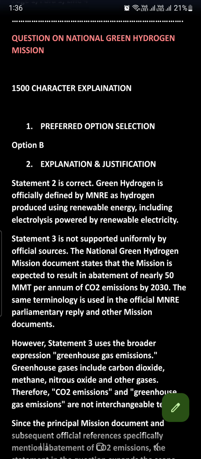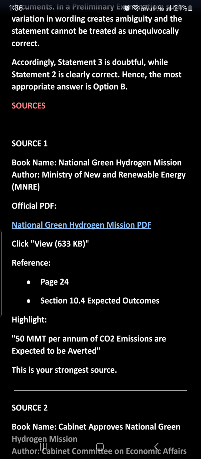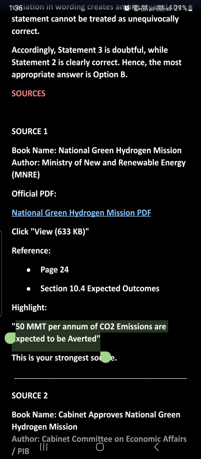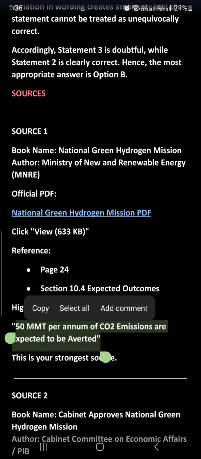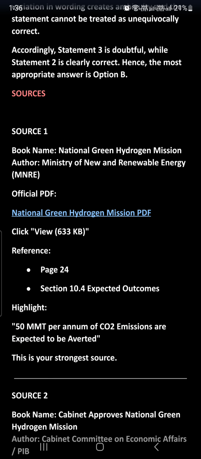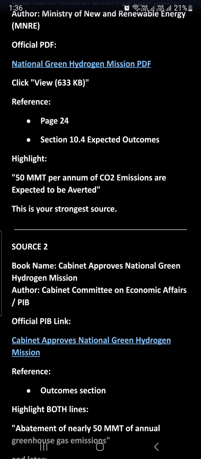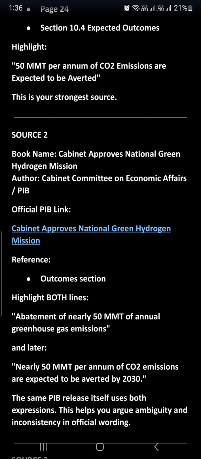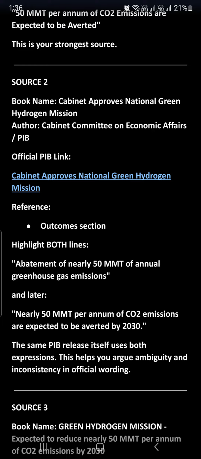So in this, what are we saying? We are citing 3 government sources, the first being the Ministry of New and Renewable Energy's National Green Hydrogen Mission PDF, in which they have said that it is 550 MMT per annum of carbon dioxide emissions which need to be averted, and not annual greenhouse gas, because carbon dioxide is one of the greenhouse gases and there are many greenhouse gases. Similarly, there is a Cabinet Committee on Economic Affairs PIB news item which is also mentioning that 550 MMT of carbon dioxide emissions are expected to be averted.